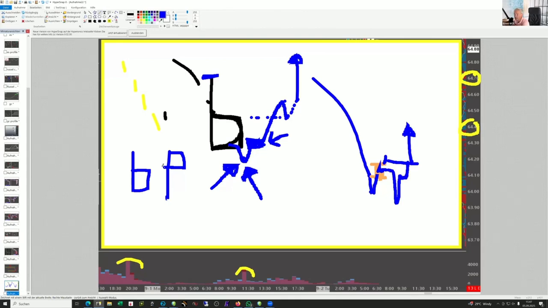Yes, the risk management is normally always the same, but I must look at how far the stop is away from my entry.